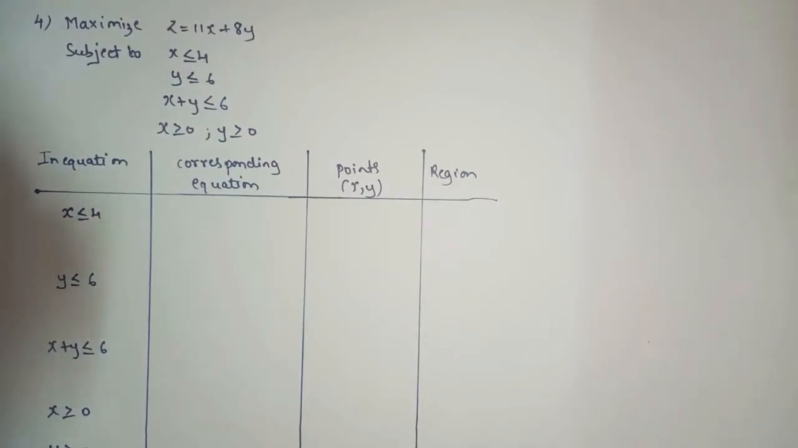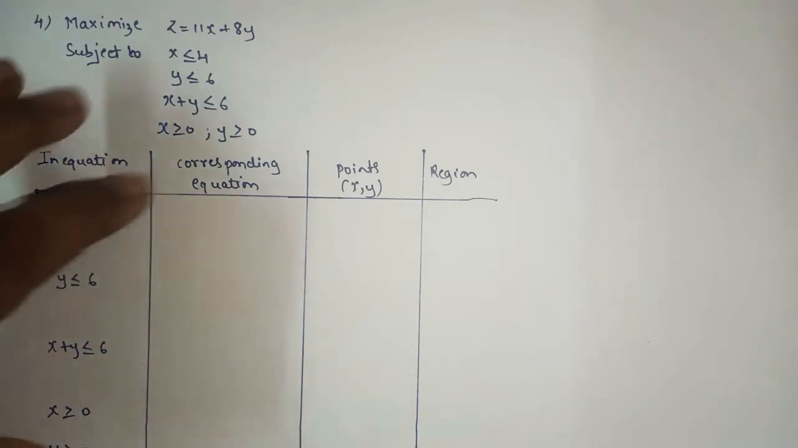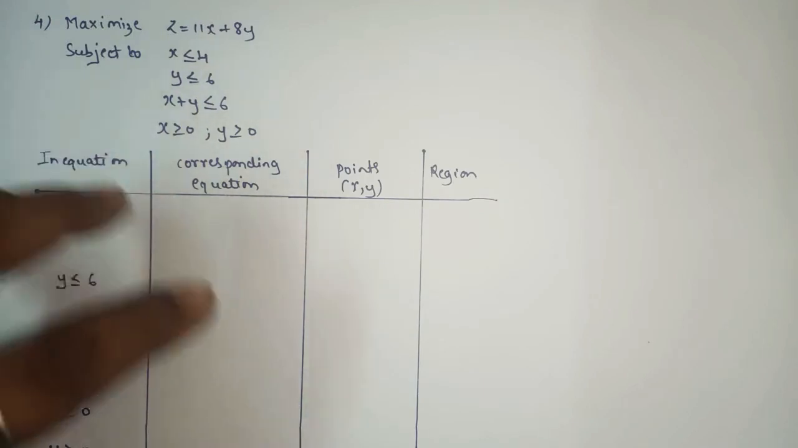So let's see the next sum, that is question number 4. As in the previous sum we saw two linear equations containing different symbols. One was less than or equal to and the second was greater than or equal to. Now the pattern of question number 4 is a little different.